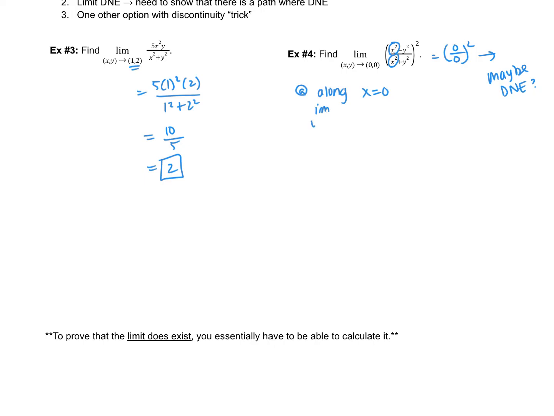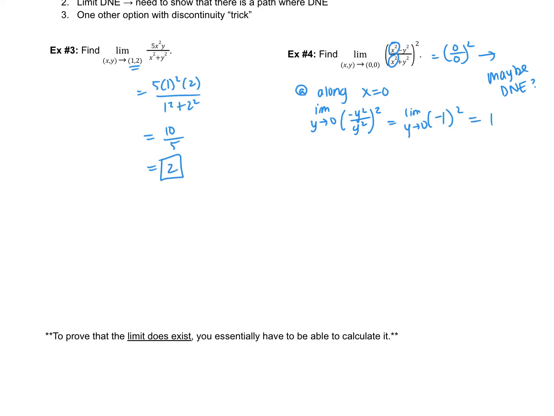So when I do that, I'm now just looking for the limit where y approaches 0. So I get negative y squared over y squared, squared. So this becomes the limit as y approaches 0 of negative 1 squared, which just gives us positive 1.